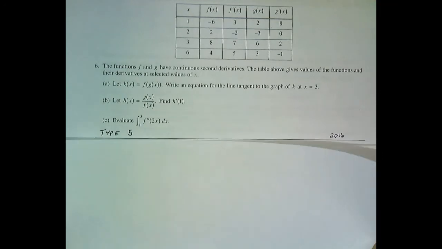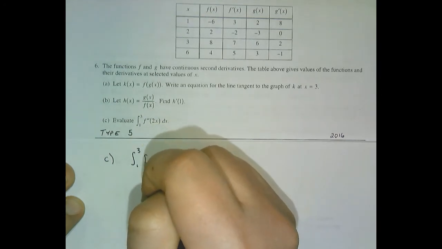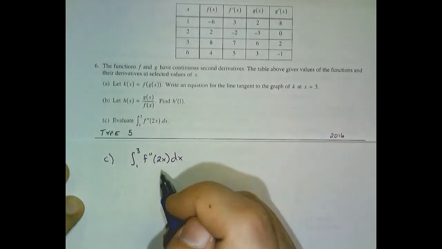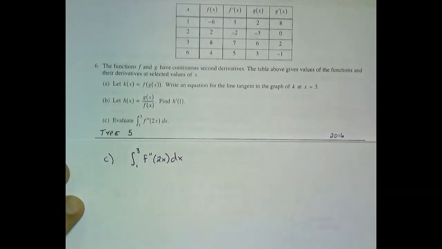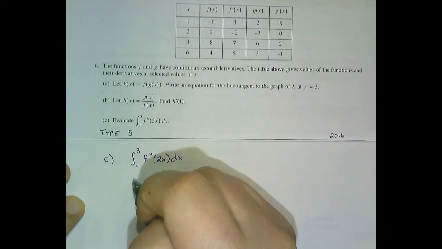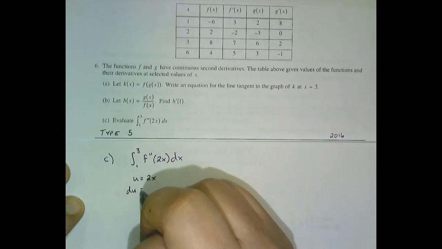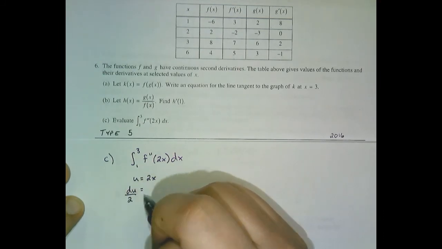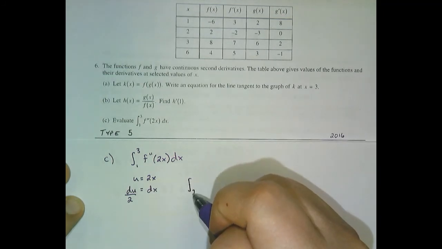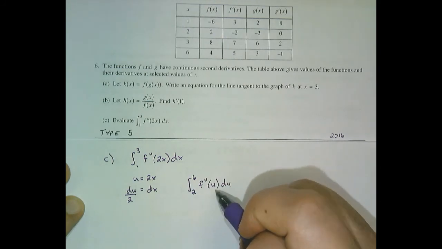All right, moving on to part C. Evaluate the integral from 1 to 3 of f prime prime of 2x dx. Now, you'll notice here what we have is a function inside of a function, and this should inform you that this is a U-substitution problem if we want to take the antiderivative. So if I let u be 2x, then du over 2 is equal to dx. So what I really have here is from 2 to 6 of f prime prime of u du over 2.